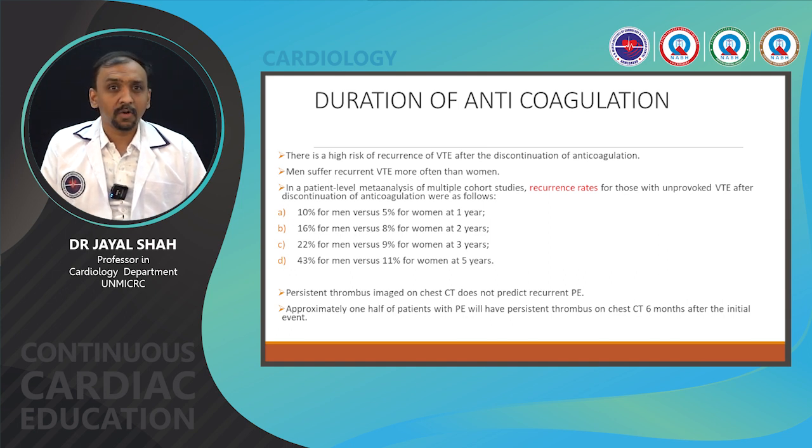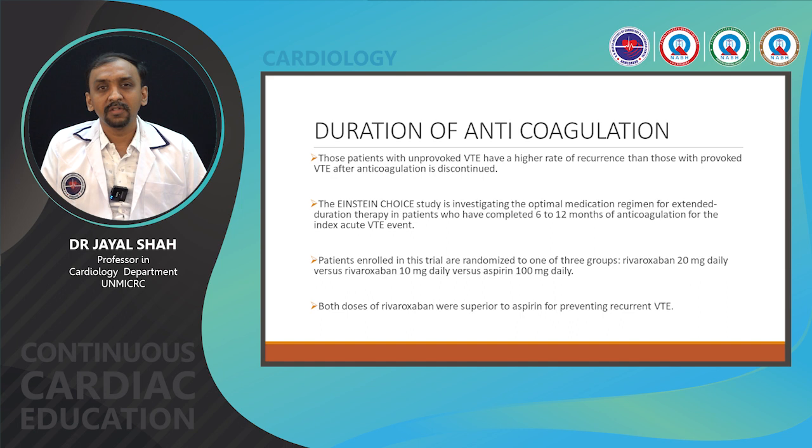Persistent thrombus imaged on chest CT does not predict recurrent PE, and approximately one half of patients will have persistent thrombus on chest CT even 6 months after the initial event. So that should not lead to further admission and detailed evaluation. Those patients with unprovoked VTE have a higher rate of recurrence than those with a provoked VTE.